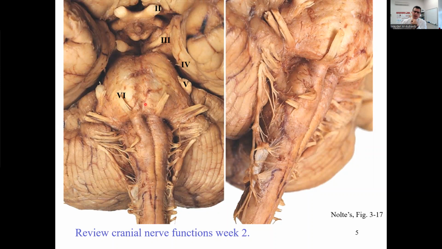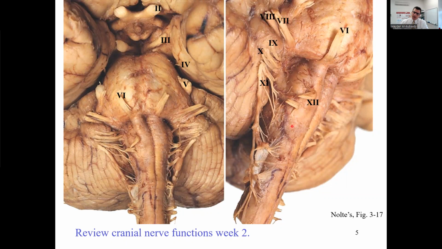Once you come to the pons, you should be able to identify the middle 4 pairs of the cranial nerves. Cranial nerve 5, trigeminal, and 6, abducens, much more anteriorly at the junction between pons and medulla. And cranial nerve 7 and 8 here, which are easily visible. So this is cranial nerve 6, 7, 8.